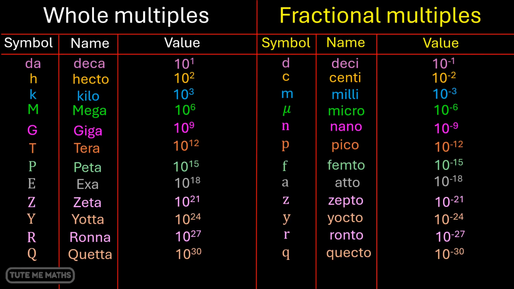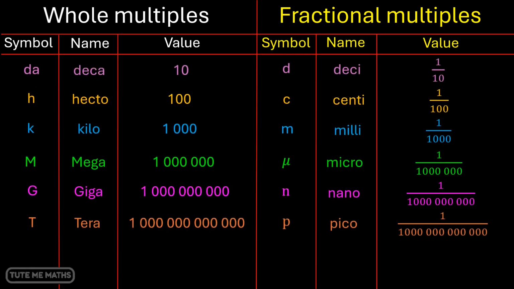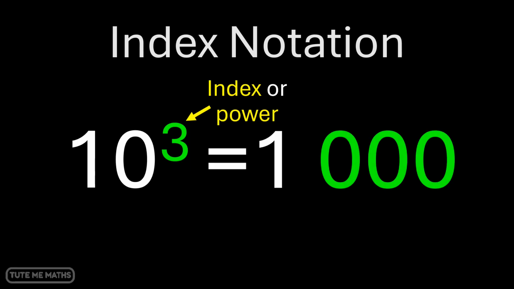We will restrict our list to cover prefixes from tera through to pico only. This gives us values that aren't ridiculously large when written in decimal form rather than powers of 10. For those not yet familiar with index notation, it's easy enough to see the connection between the powers of 10 and their decimal and fraction equivalents.